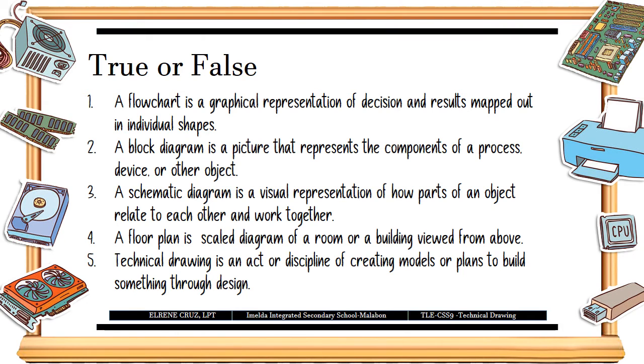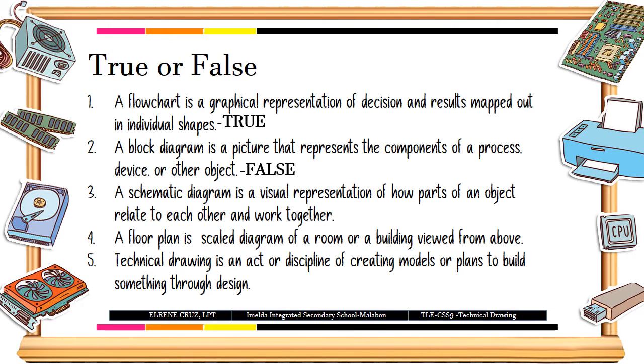Let's answer now. Number 1. A flowchart is a graphical representation of decisions and results mapped out in individual shapes. The answer is true. Number 2. A block diagram is a picture that represents the components of a process, device, or other object. The answer is false.